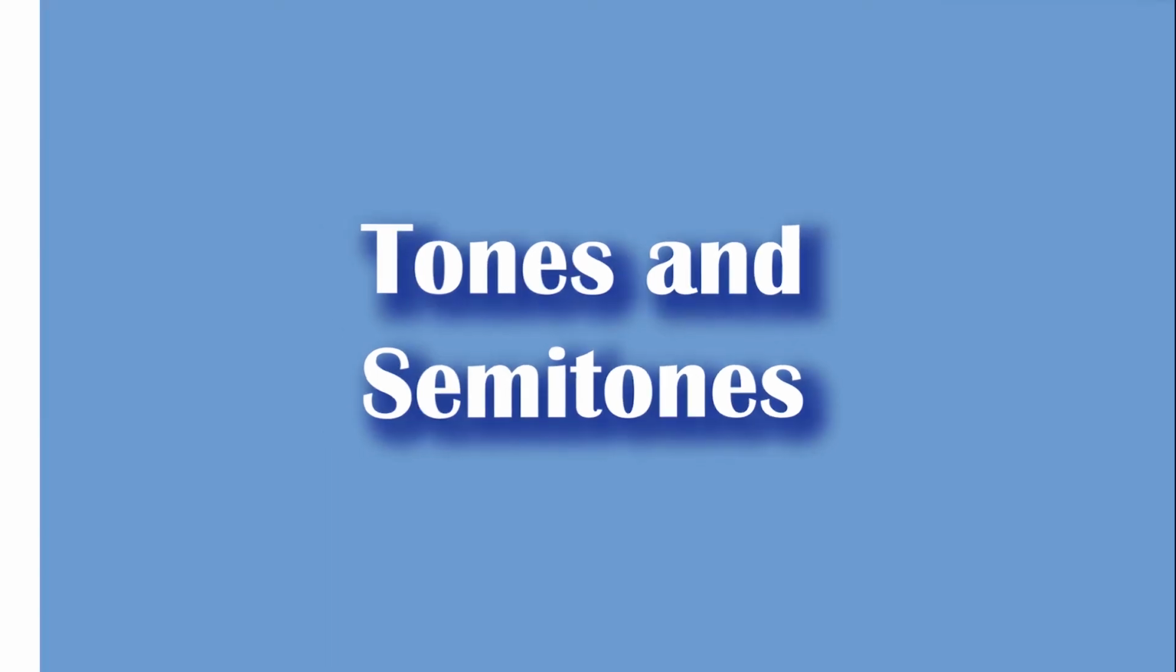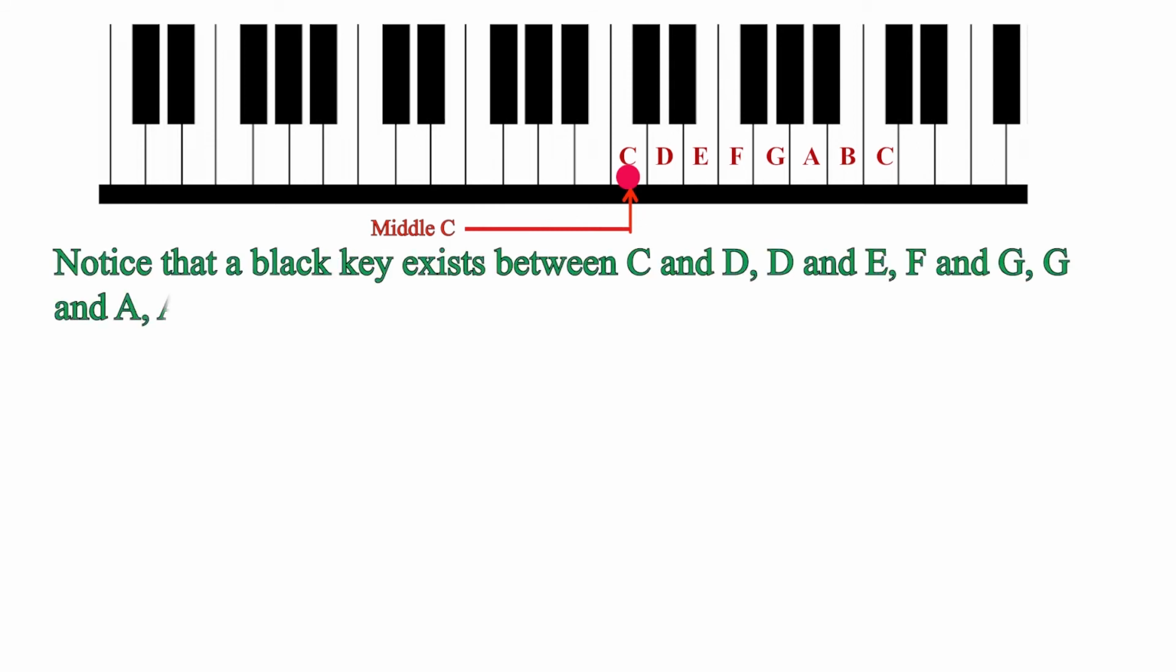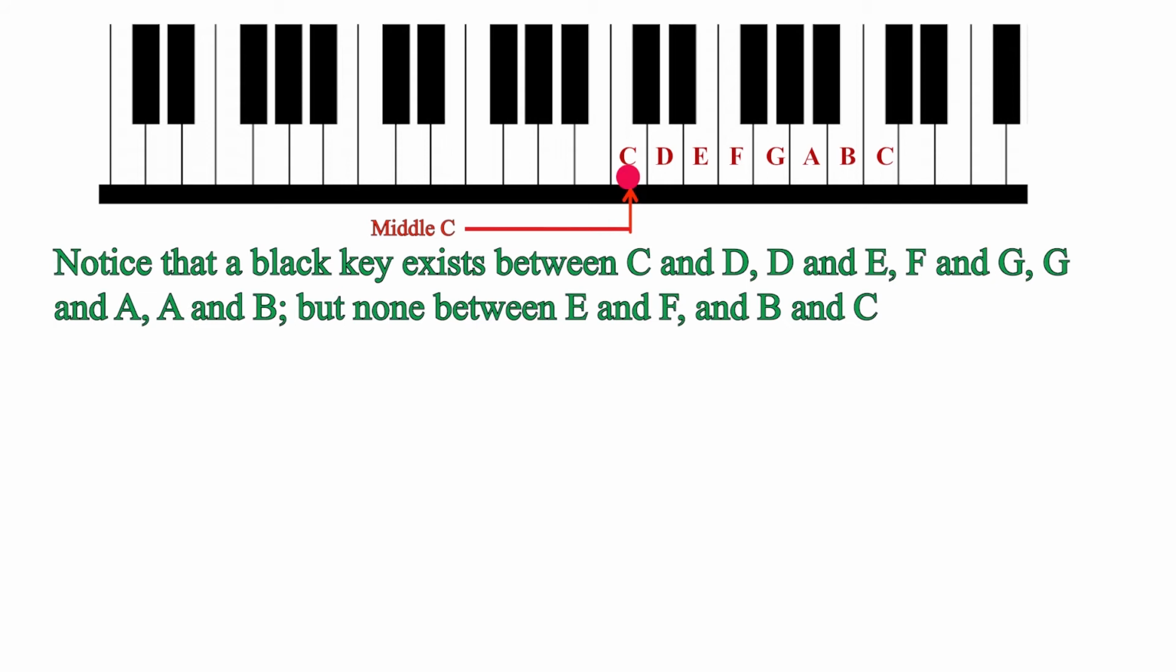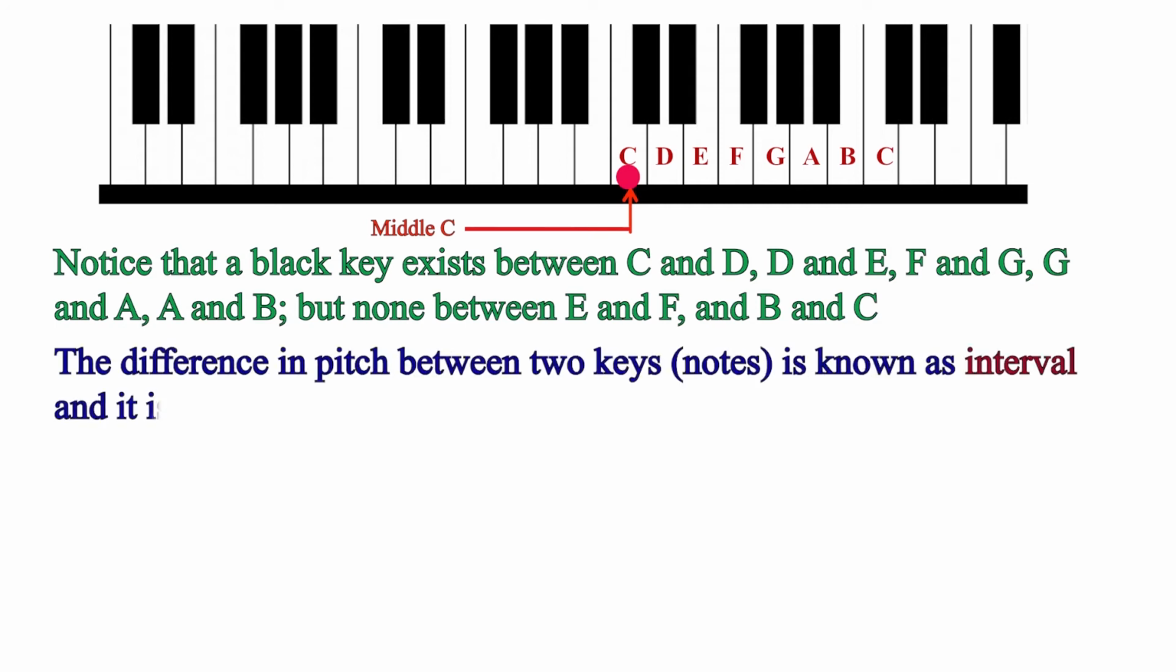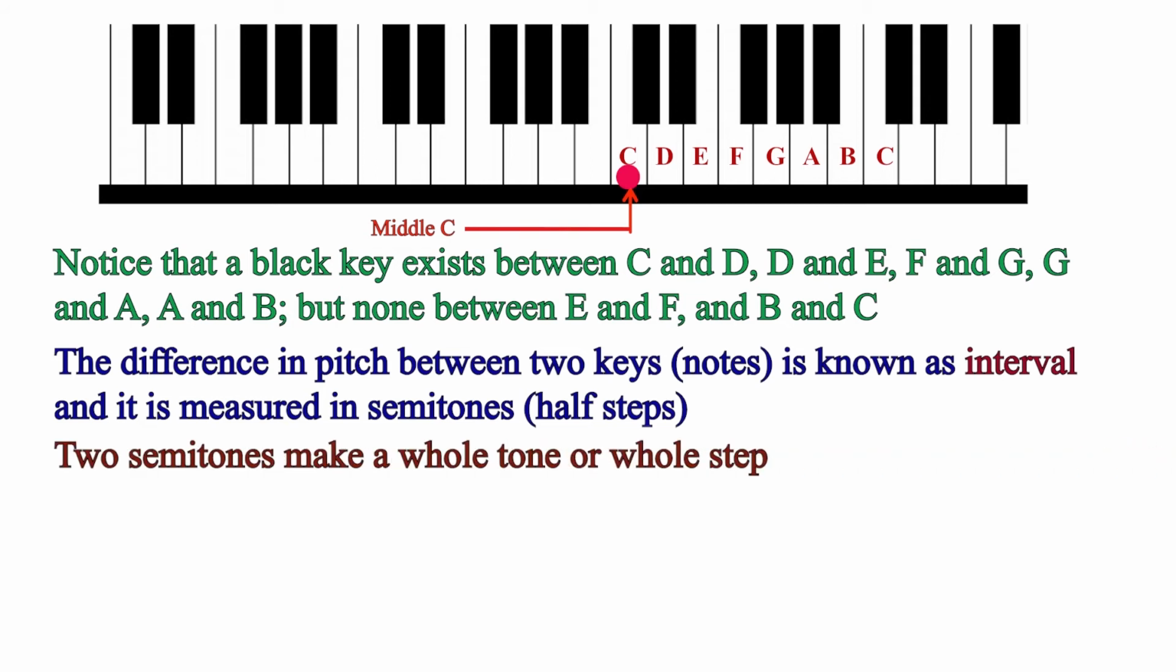Tones and semitones. On the keyboard, we notice that there is a black key between C and D, D and E, F and G, G and A, as well as A and B. But there is no black key between E and F, as well as B and C. The difference in pitch between two keys or notes is known as interval, and it is measured in semitones, otherwise called half steps. Two semitones make a whole tone or whole step.